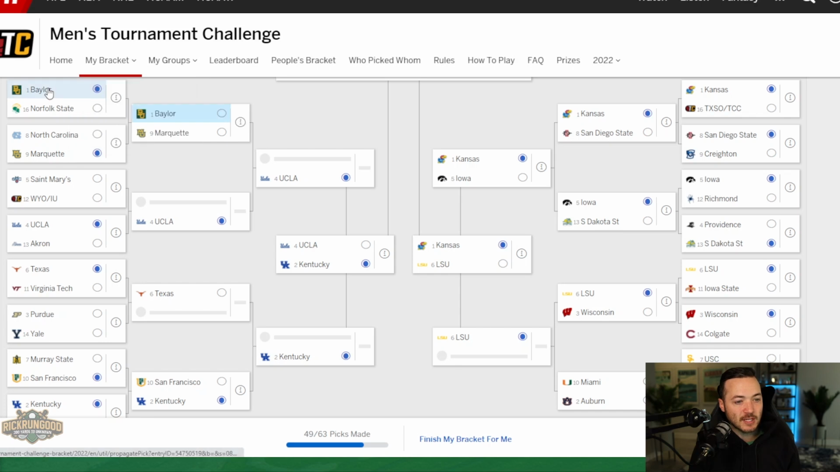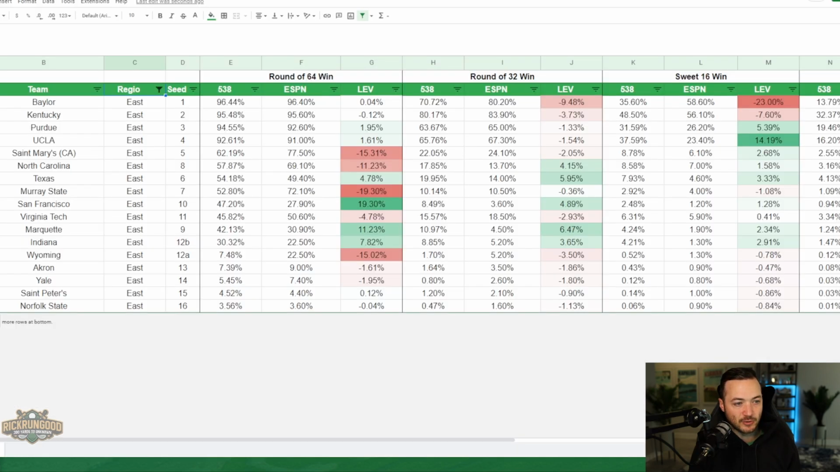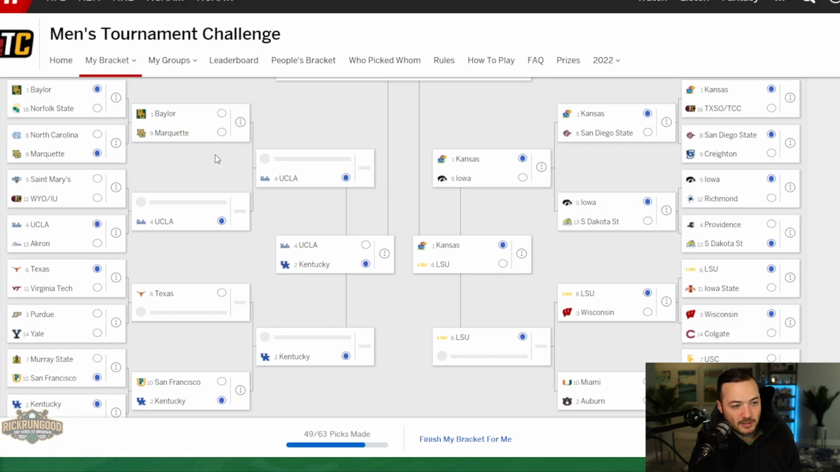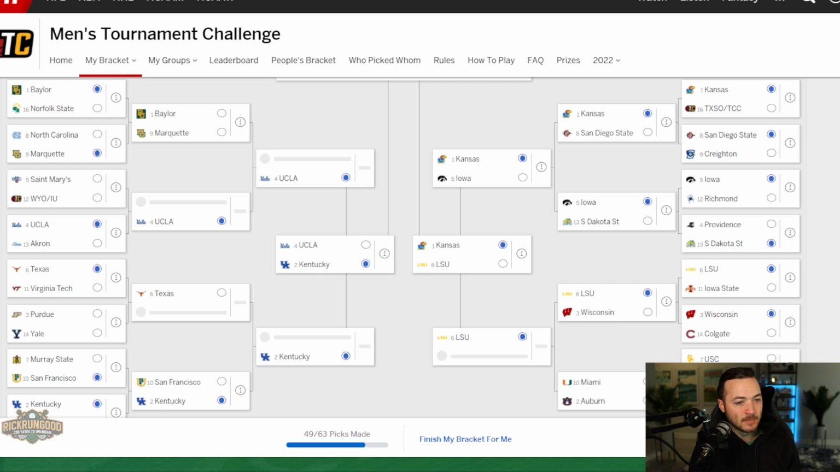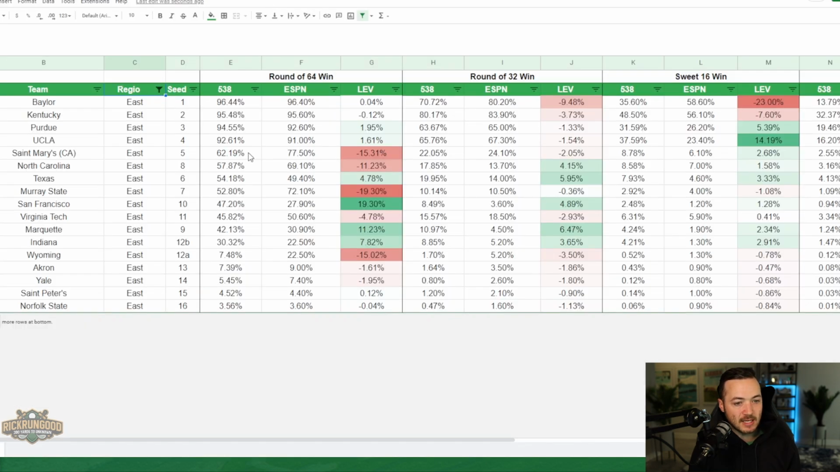Baylor versus Norfolk State. I'm not even going to look it up. Baylor's got to go through here. Yeah, they do. I looked it up. St. Mary's, and then the play-in, which is Wyoming and Indiana, I believe. Yeah, so St. Mary's is 60. Oh, wow. Oh, it's because they're a 12 play-in.